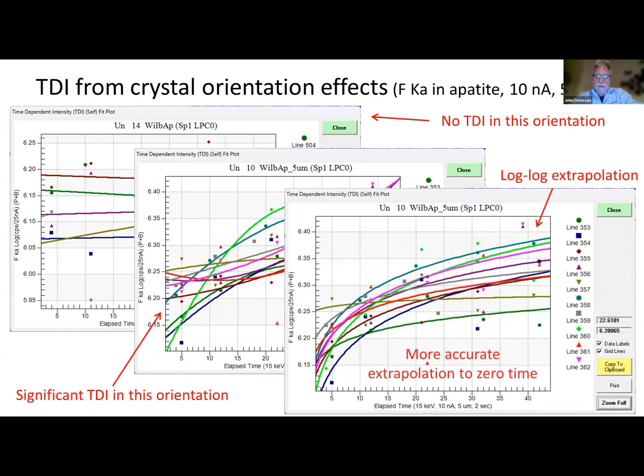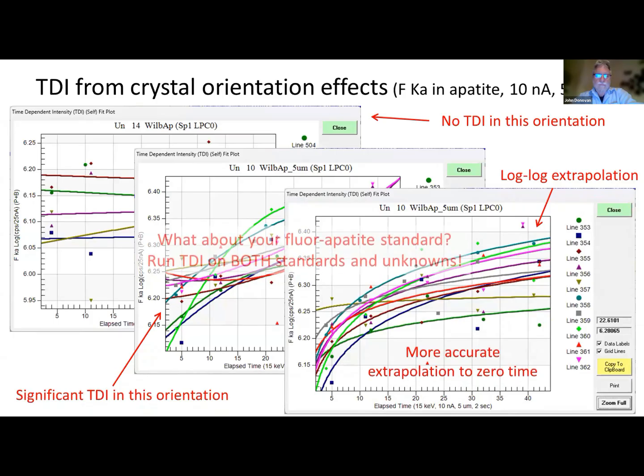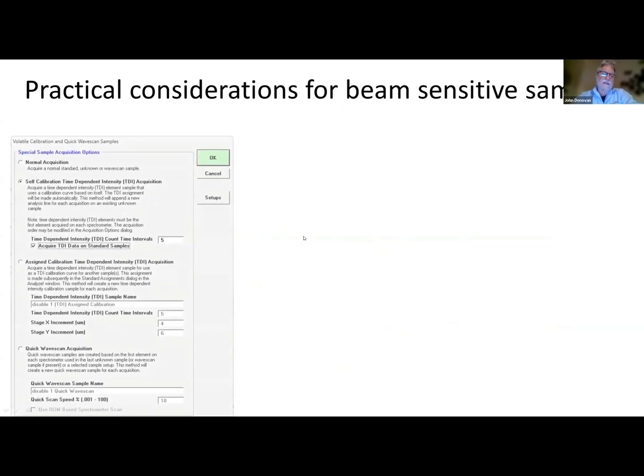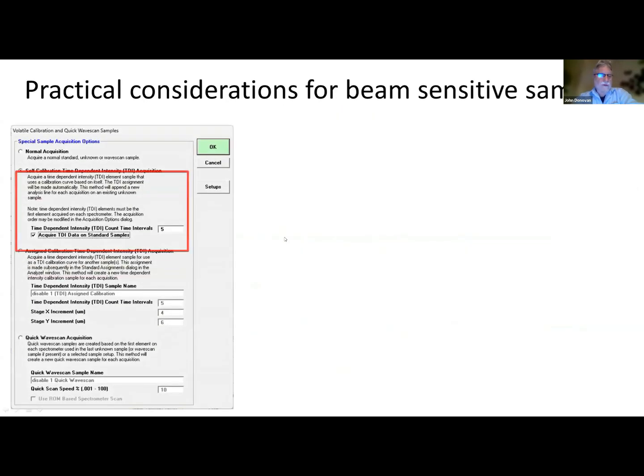So this brings up the point, well, we need to run TDI on our unknowns, but maybe we need to also run it on our standards if our standards are also beam sensitive. And if they're crystallographically dependent in terms of the TDI effect, then maybe we need to run them on both. So practical consideration. So here's a kind of a screenshot from our software.